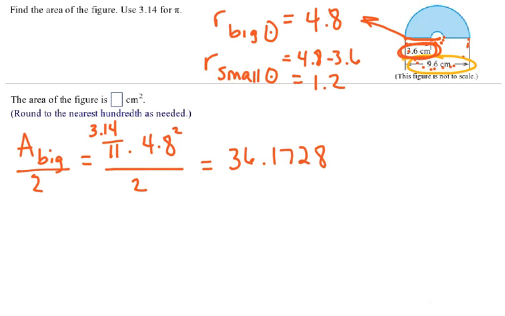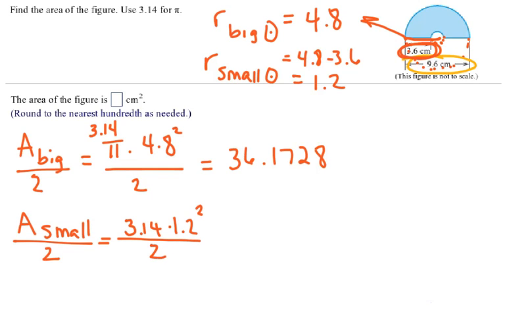And then when we find the area of the small half circle, we take the area of the small and divide it by 2. So we have 3.14 times the radius of the small, which is 1.2, squared, and then divide that by 2 for the half circle. So we get 3.14 times 1.2 squared divided by 2. Order of operations is important. We get 2.2608.